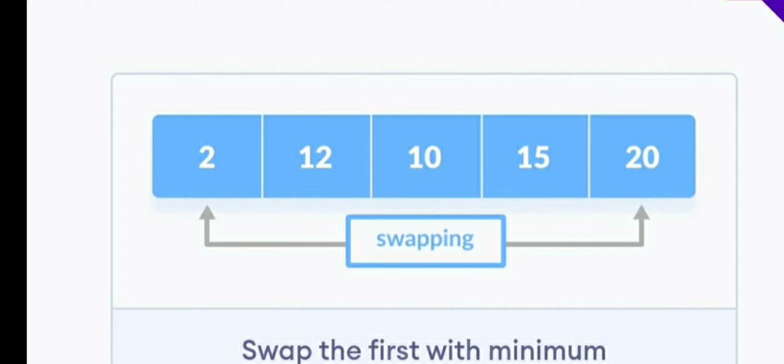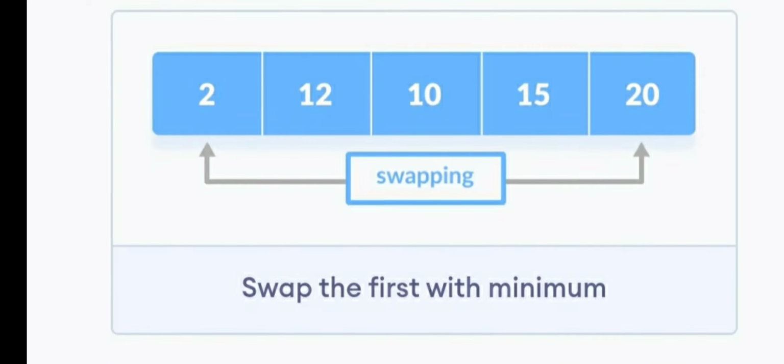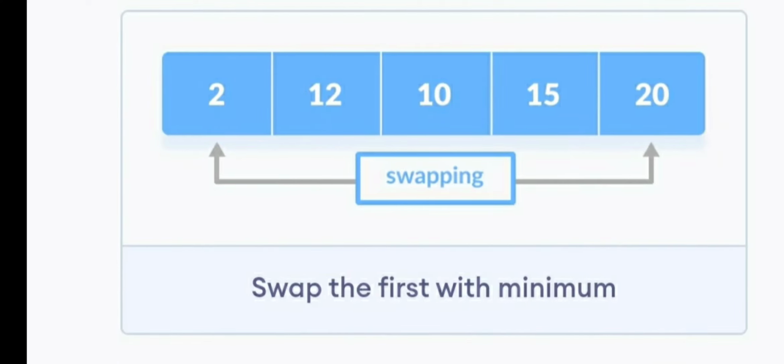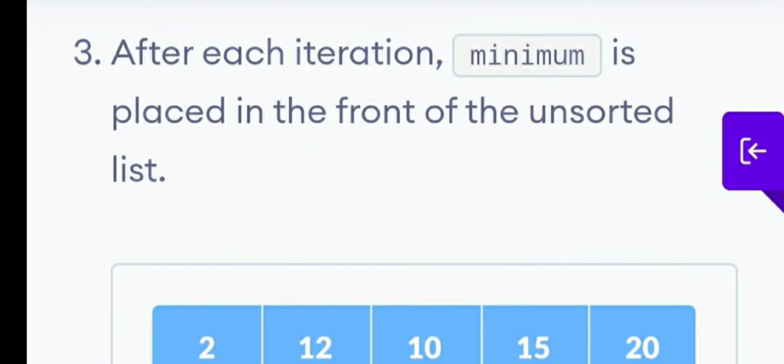Second, 2 is the element which is placed at its proper position, right? There is no need of changing the element 2, right? There is a need of changing 12, 10, 15 and 20, right? Next, we completed here the first iteration. Swap the first with the minimum, right?